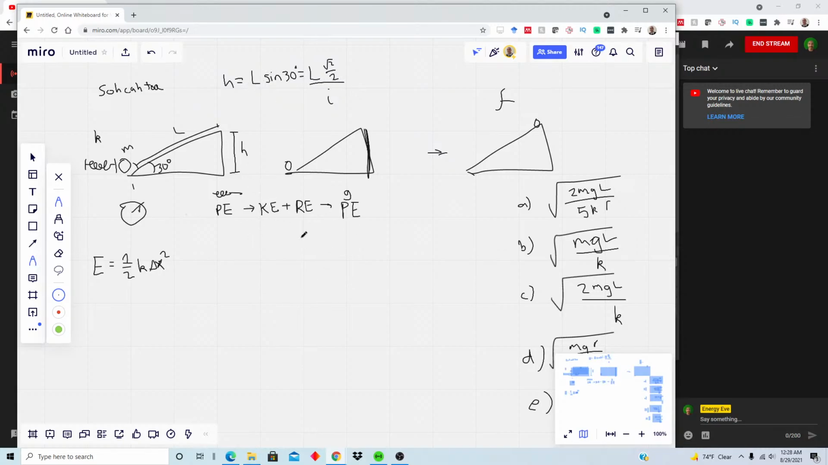So we know that the initial energy here is going to be 1/2 k, and then compressed x. And then when it goes to the potential energy, this is going to be mgh. And so what we want to solve for is this part right here. So we can divide this part out here and get this is equal to 2mgh over k. And then we take the square root of both sides.